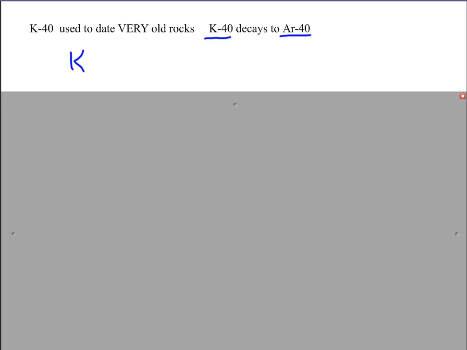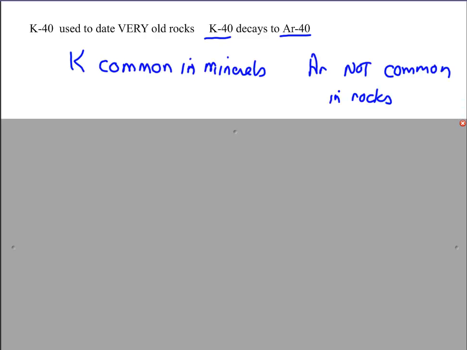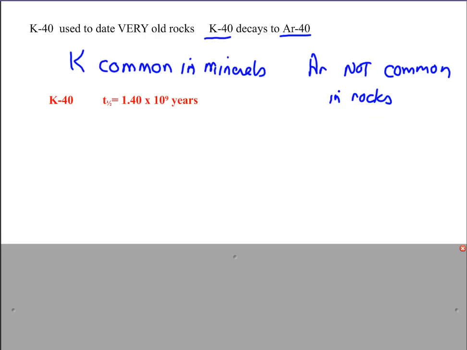So potassium is common in minerals. So if we find argon, little packets of argon trapped in minerals that are being analyzed, especially if it's argon-40, then we can deduce that it's from radioactive potassium, and we can determine an approximate age. But very old rocks, again, are what we are looking at. The half-life of potassium-40 is 1.4 times 10 to the 9th years, so it takes a very long time for it to decay.